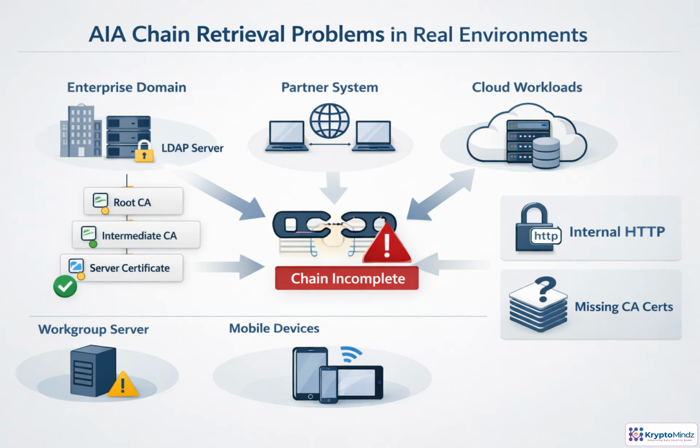Now picture a VPN appliance in a DMZ, not joined to the domain, trying to validate an internal server certificate. The AIA in that certificate points to an LDAP URL or to an HTTP server that's only reachable on the corporate network. From the VPN's perspective, the intermediate CA simply doesn't exist, so the chain is incomplete. The remedy is to publish those CA certificates on a publicly reachable, reliable HTTP location.